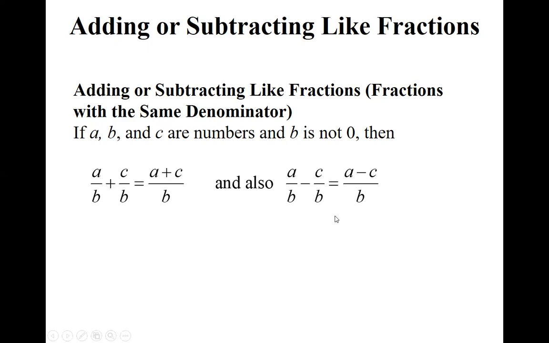A over B minus C over B, subtract along the top, A minus C, but keep the B on the bottom. Don't do B minus B. That would be 0. We wouldn't even be able to do that. So add across the top or subtract across the top, whether we have plus or minus, and then keep the number on the bottom. The key is we're not allowed to take that step of adding or subtracting along the top unless we have like fractions, unless the same numbers on the bottom.